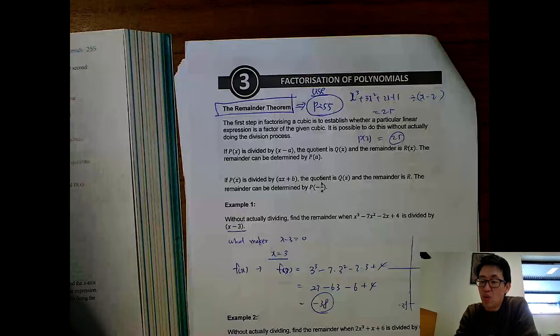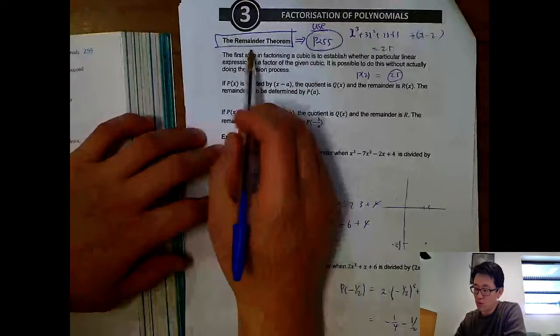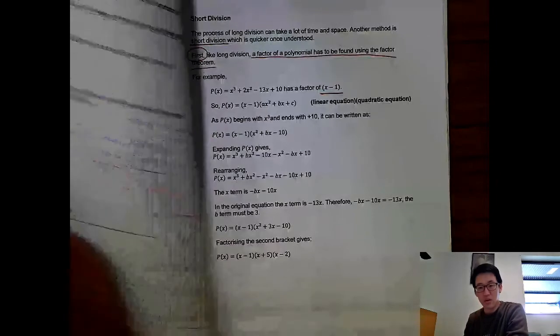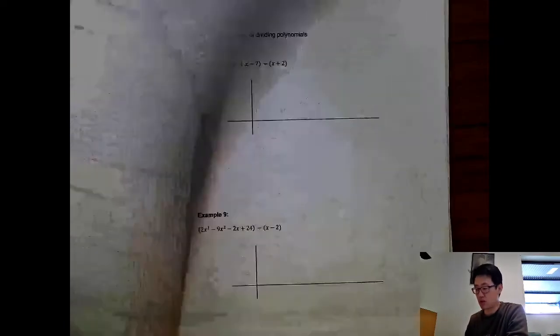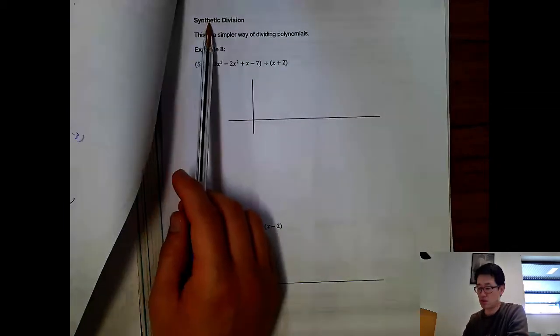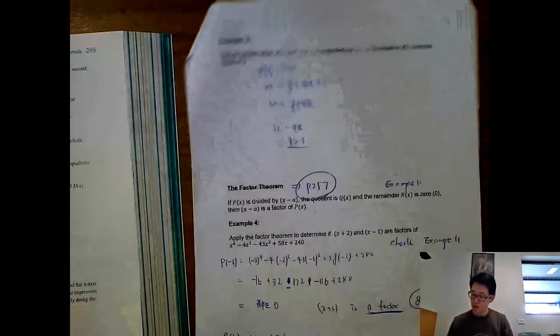Last lesson for week 2. I'm going through section 3, factorization of polynomials. We'll probably do just halfway through. I'll introduce the remainder theorem and the factor theorem. We've done long division, and then we'll do short division together. Synthetic division I will teach you next week, so I'll leave it that way.